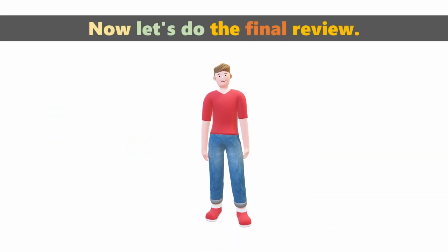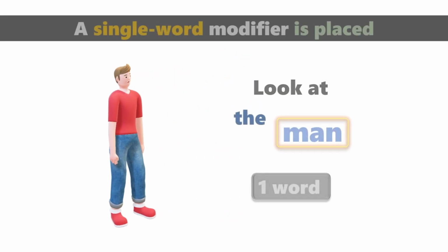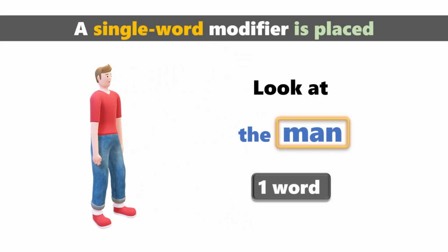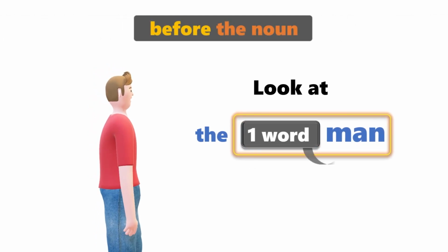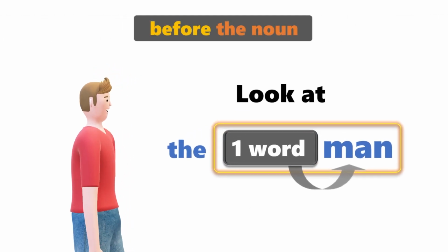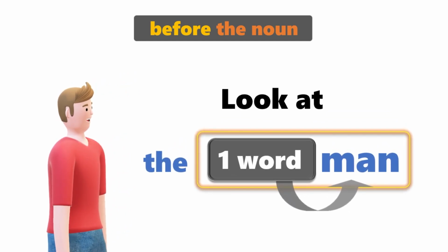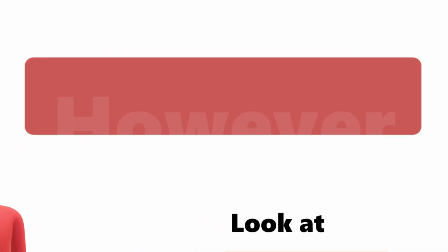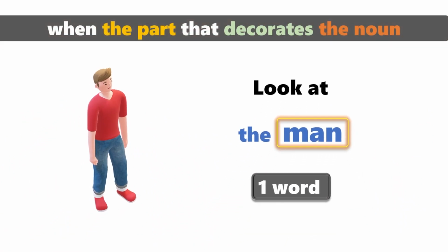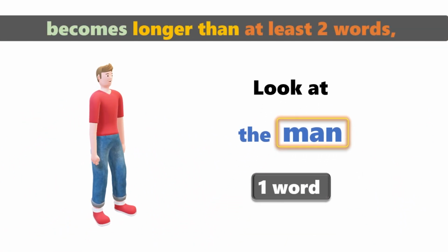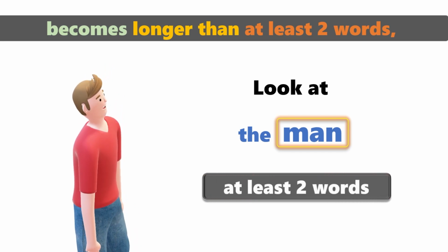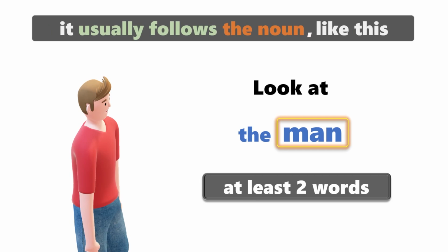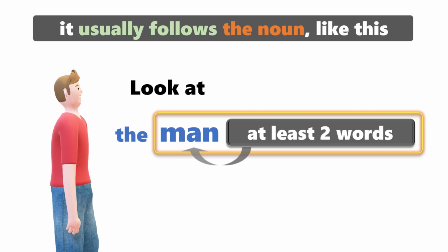Now let's do the final review. A single word modifier is placed before the noun. Like, look at the one-word man. However, when the part that decorates the noun becomes longer than at least 2 words, not 1 word, but at least 2 words, it usually follows the noun like this. Look at the man, at least 2 words.